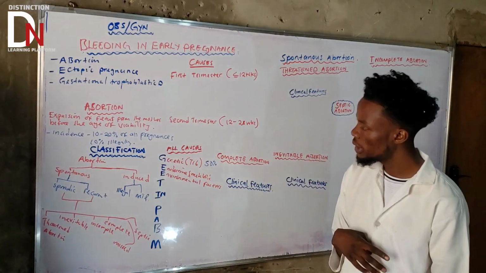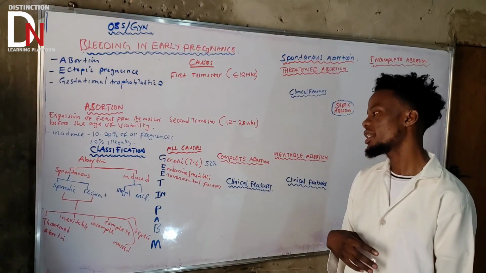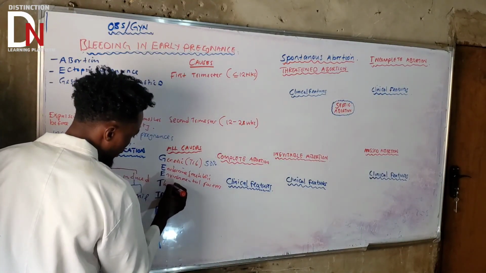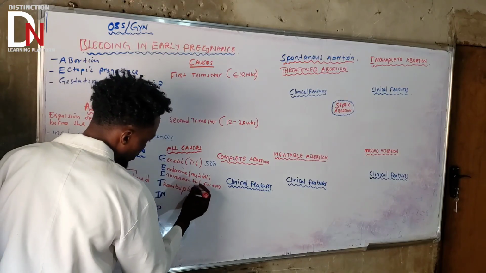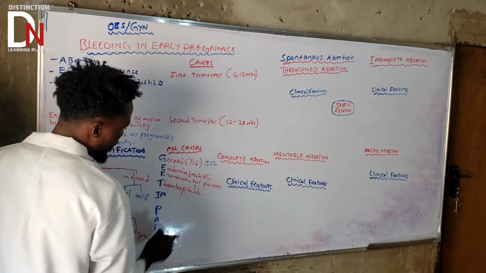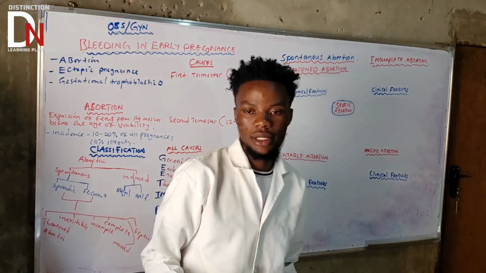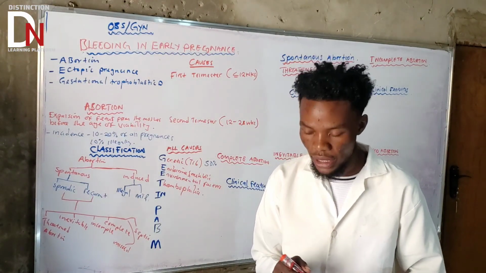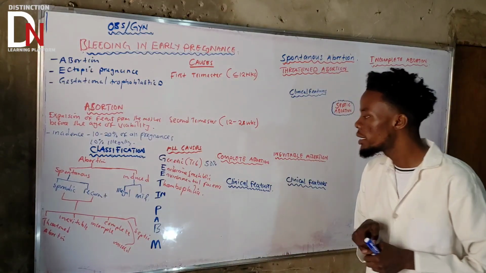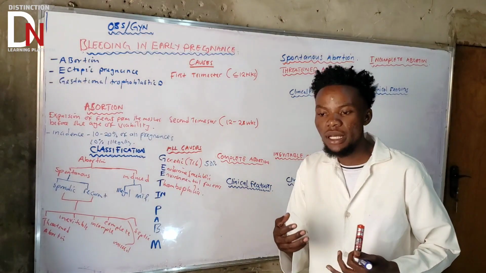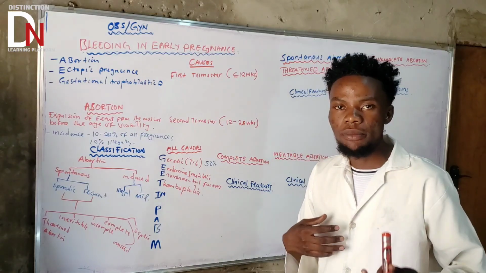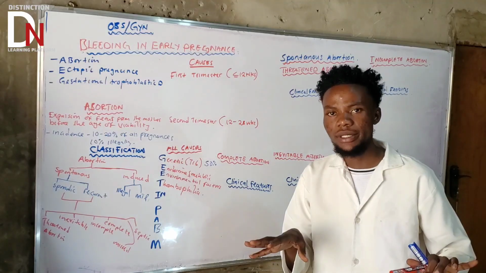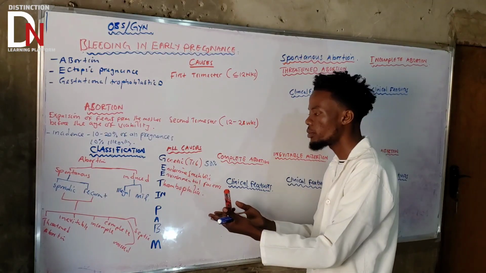Then let's go to T. T stands for thrombophilia. Thrombophilia is where someone is in a hypercoagulative state. Basically, a hypercoagulative state means there is thrombosis, the formation of thrombus in the blood vessels. All those things are part of thrombophilia.